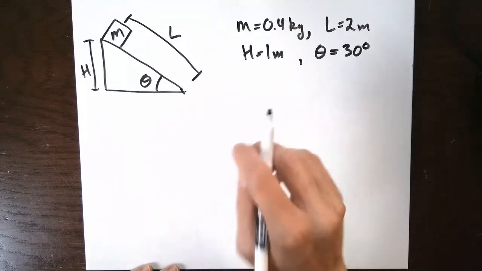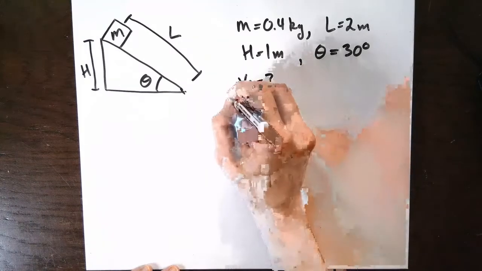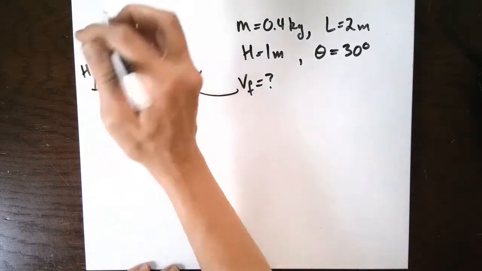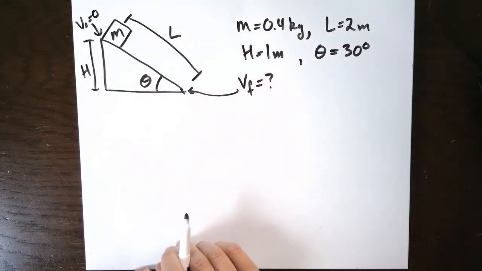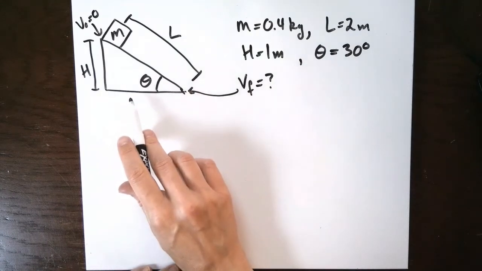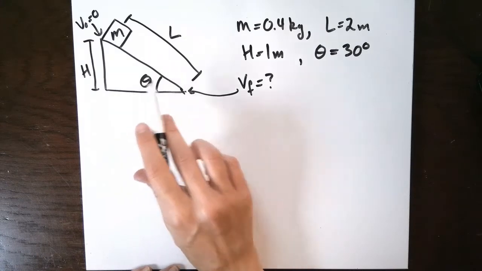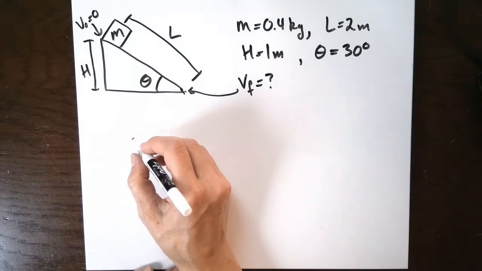And it wants to know how fast it is going at the end, which is right here when it gets to the bottom. I guess they also say that it starts from rest, so the initial velocity is 0 up here. So clearly we know how to do this using the Newtonian model. But can we figure out how to use the energy and work model to do this?